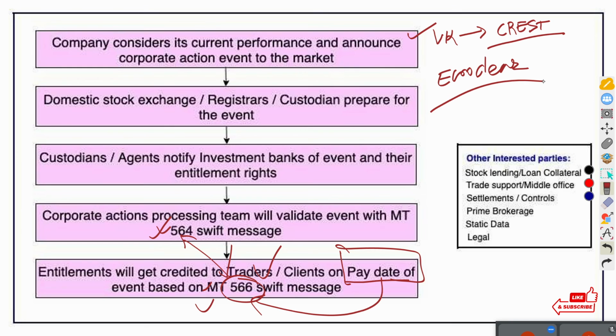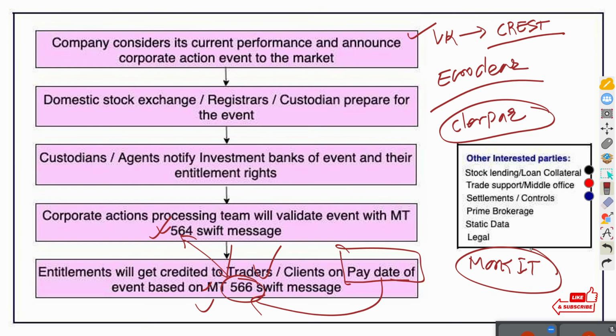And for a bond or fixed income instrument, you can see ClearPar. ClearPar provides information about bonds, loans, debentures, or any other fixed income instruments. And especially for loans, which I have seen, like Market also. Those are the platforms which provide information about corporate actions. So you can refer to that.